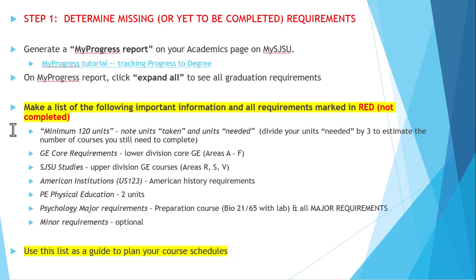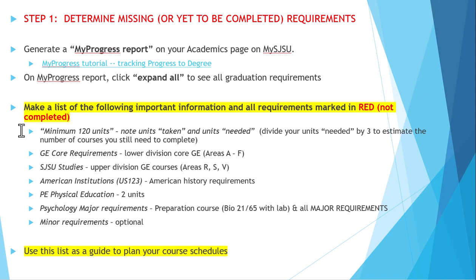So it's very helpful to write a list of all of those missing requirements, because from that list it'll help you to plan your course schedules and it will help you to know how many courses you still need to complete and what those courses are. Okay, so these are the things that I think are most relevant to list.